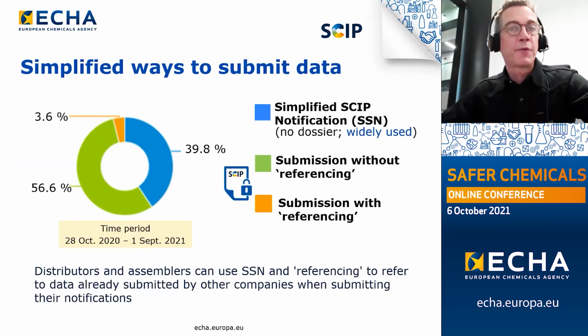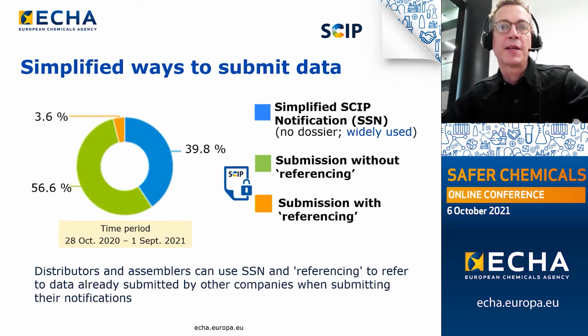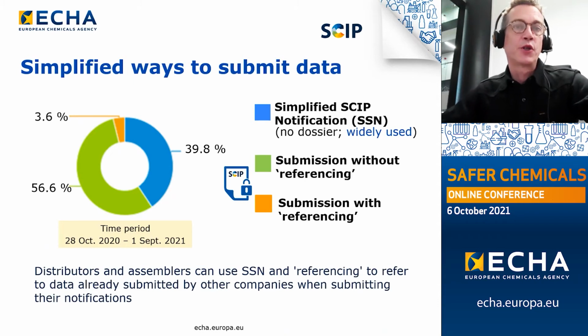So in terms of the simplified ways to submit data, I mentioned these earlier. We have what we call the simplified SCIP notification, where no dossier is needed. Submission with referencing to a notification already made by an upstream supplier, and then submission without referencing when you make a standalone notification about your product. And you can see here the extent to which these different solutions have been implemented by companies, with the majority without referencing, which is fine, but does lead to some complexities, as I will mention a bit later.